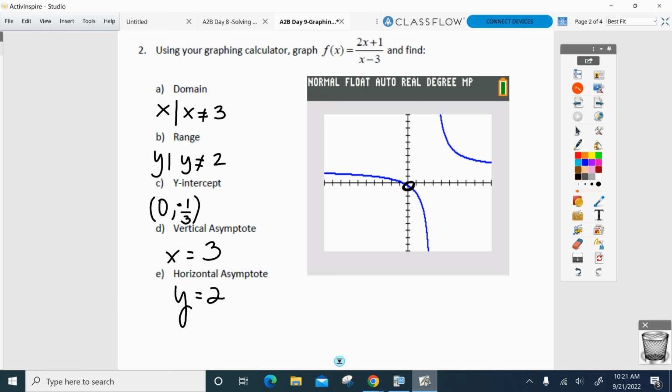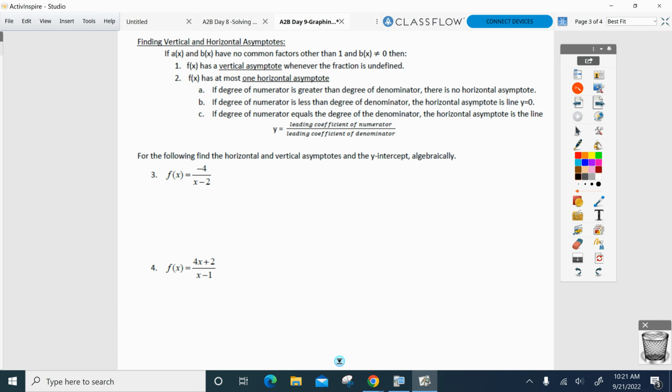Okay. Bad news now. I'm not going to let you graph anymore. But I still want all these values. How can I find these values without graphing? All right. I only need 3 values: vertical, y-intercept, and the horizontal. So take a look at 3. Don't put it in your calculator, though.